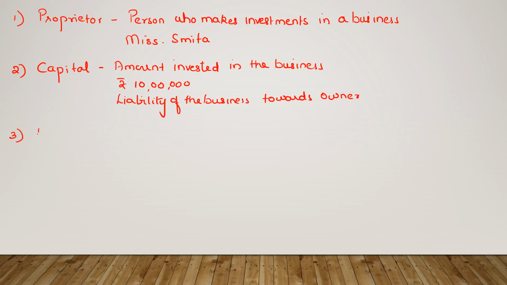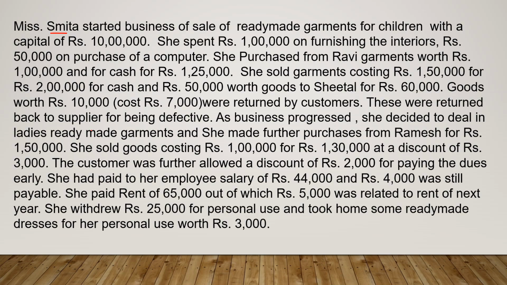The next term is assets. Now, let us look at the example. Having brought in the capital of 10 lakh, she spent out of that 1 lakh on furnishing the interiors, which means she has rented out a showroom. She has done interiors of that.